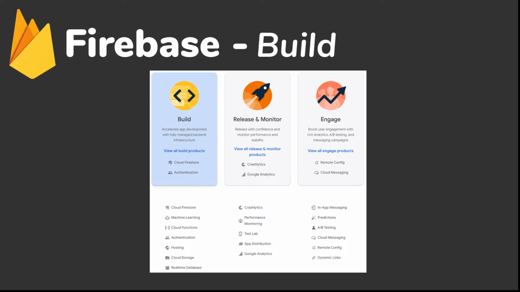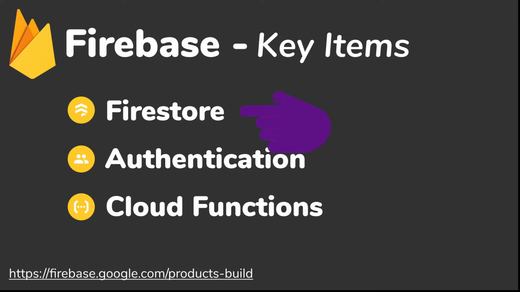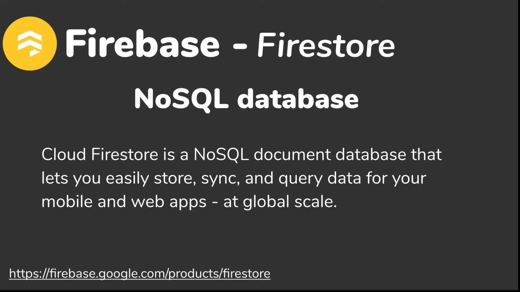There's a lot of other features after that we can add in. One of them is Google Analytics that is very easy to use. And then after that, you can dive into more things like cloud messaging or remote config as your app grows. First item on our list is Firestore. Firestore is a NoSQL document database that lets you easily store, sync, and query data for your mobile and web apps at global scale.